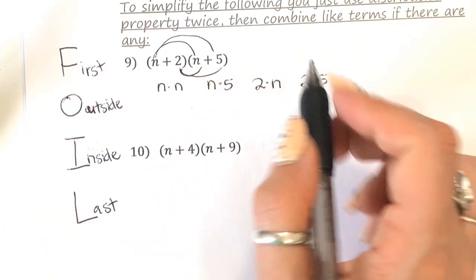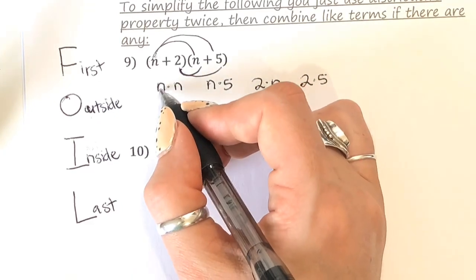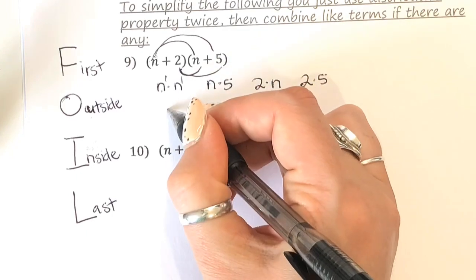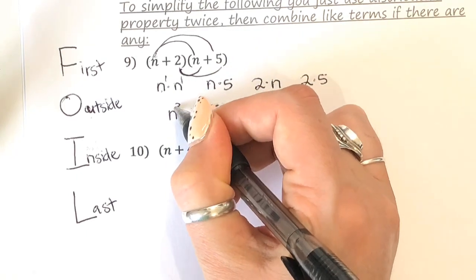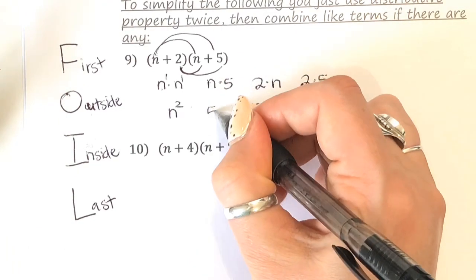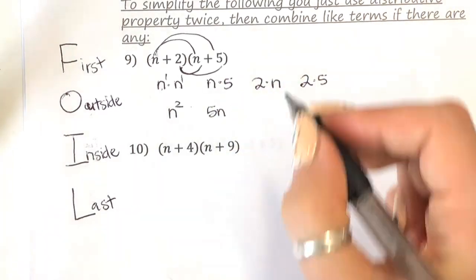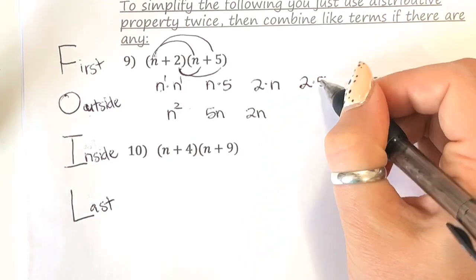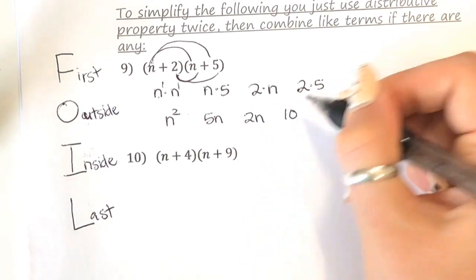Once you have it all set up, you just need to finish multiplying. So here I have n times n. Remember, that's like a power of 1 and a power of 1. That's going to become a power of 2. And then n times 5 is just 5n. We usually write the number first. 2 times n is 2n. And then 2 times 5 is 10.